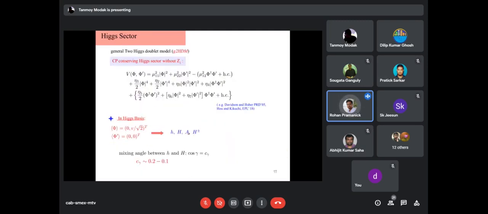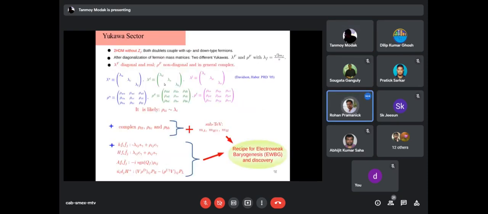So as a starting point, we are starting with the CP conserving electroweak sector, right? At tree level, yes, in the Higgs sector. Yes. Okay, thanks. And in the UCA sector, that is precisely the next point.